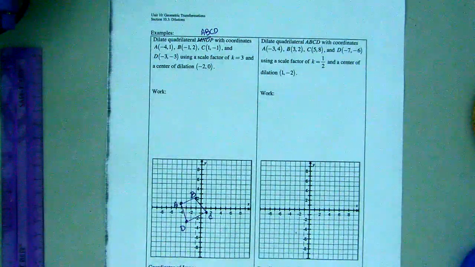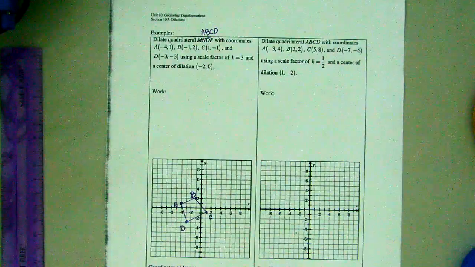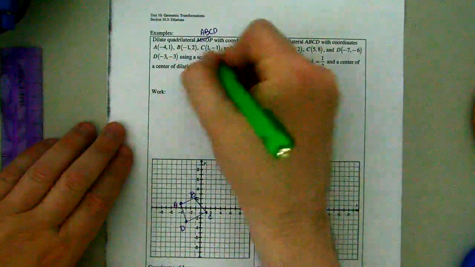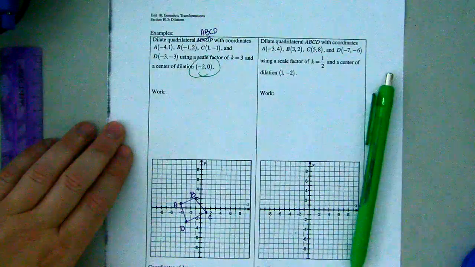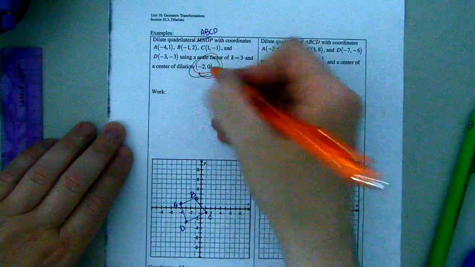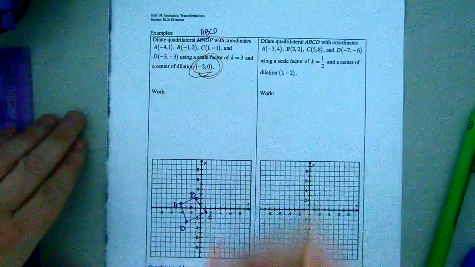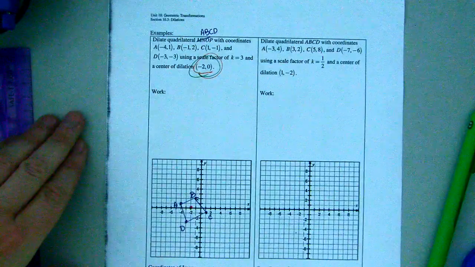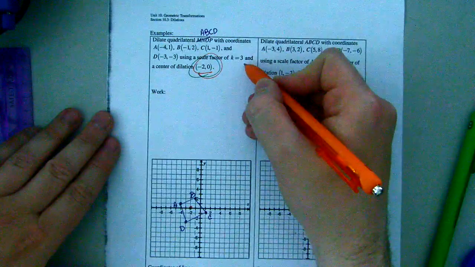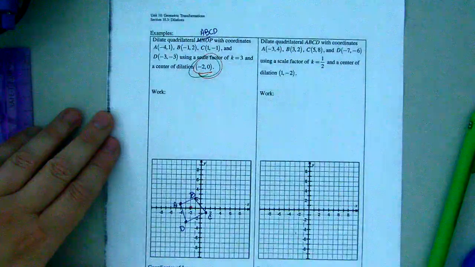Hopefully your pre-image looks like that. What's the center of dilation? I told you it was -2, 0. Actually, I'm going to use orange. Orange tends to show up nicely with this. -2, 0, you're over there. That's the center of dilation. We're dilating by a factor of 3, which means when we're done, it's going to make it 3 times as big.